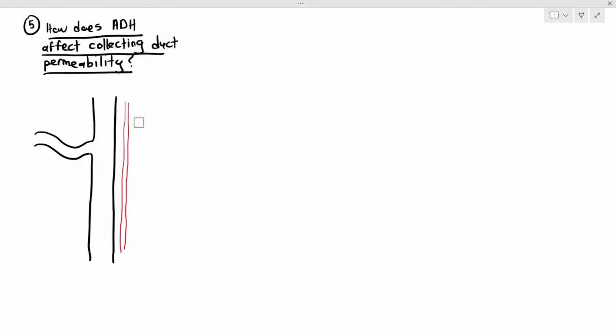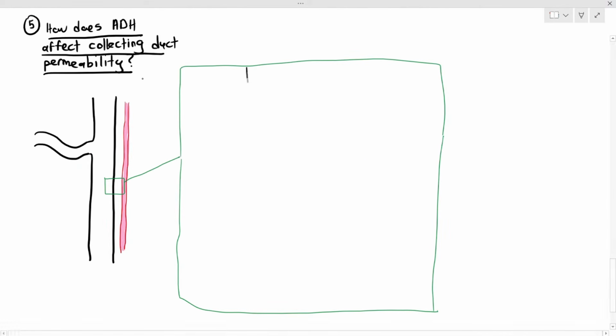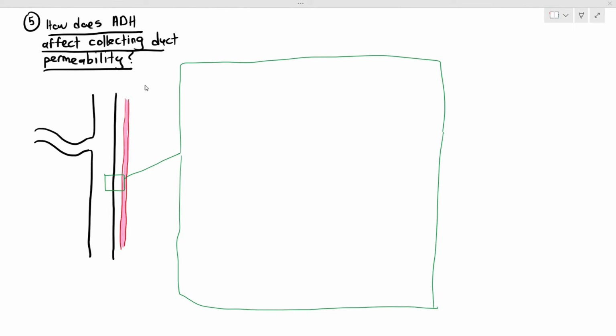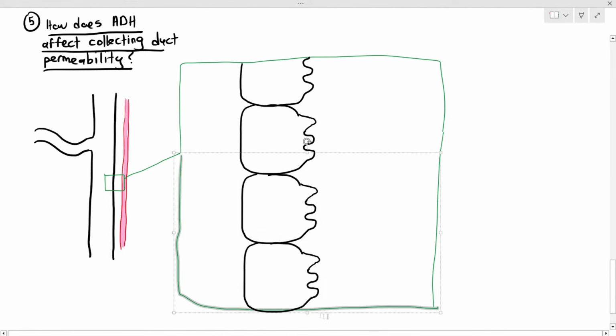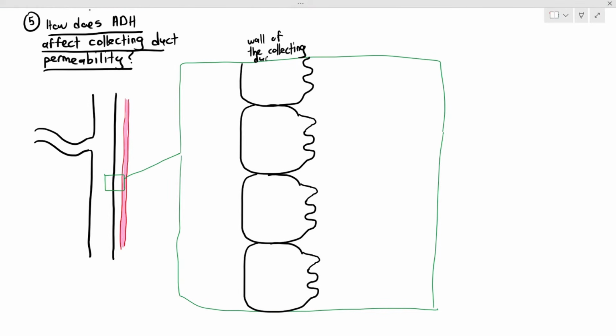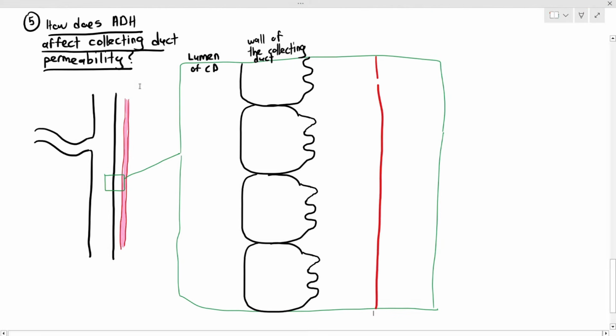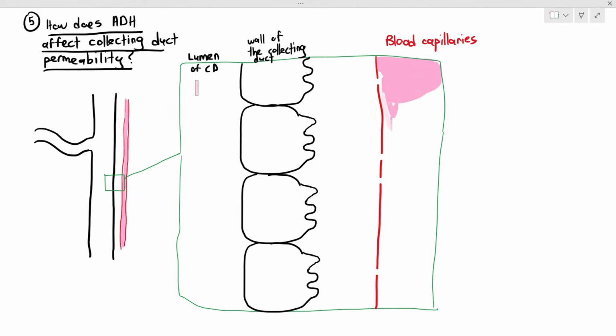So the answer to this is, I'm going to draw out the collecting duct cells over here, as you can see. And this is the wall of the collecting duct. Yes, they also look quite weird, just like the PCT cells, but they don't have microvilli, by the way, but they have a little bit of the basal membrane. On the left side, it's facing the lumen of the collecting duct, and on the right side, the cells are facing the blood capillaries, okay? So it's the same thing.